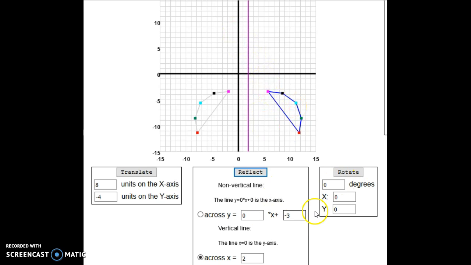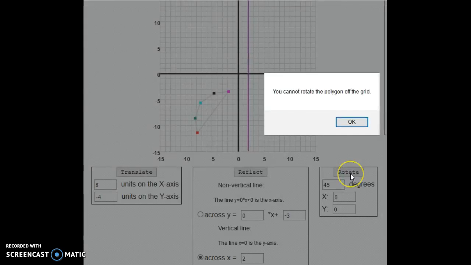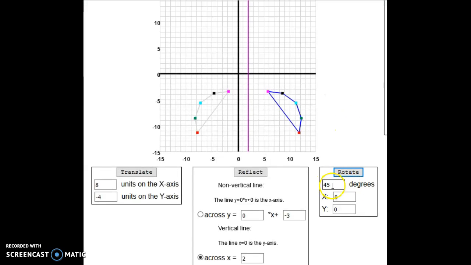All right, we're also going to talk about rotation. Sometimes these are the hardest to visualize, so this is pretty awesome. We're going to take this shape and we're going to rotate it. Let's do 45 degrees. Sure, why not? Oops, that would go off the grid. Let's see how many times I can mess up. All right, let's rotate it 180.